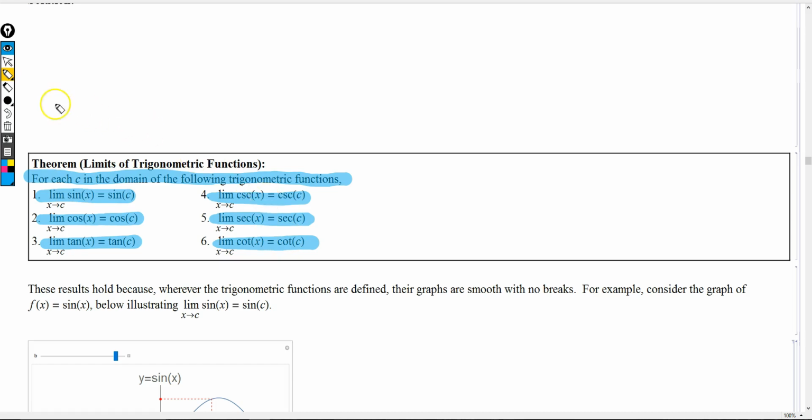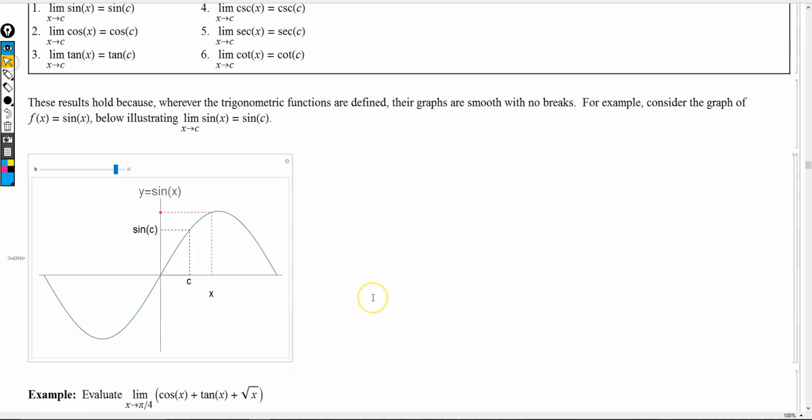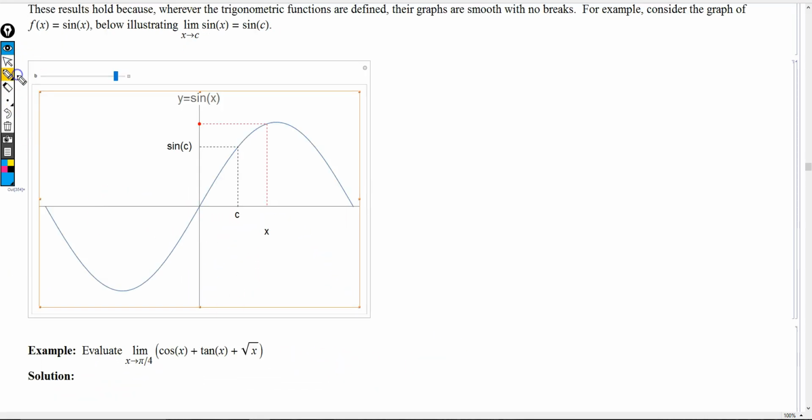And the reason for that is the same reason as for our radical functions. The graph of these functions on their domain is smooth. It doesn't have any breaks. So take a look at this down here. So for example, right here is the graph of the sine function. So for example, if I have c right here on the x-axis, right here would be f of c, or the sine of c. Right?